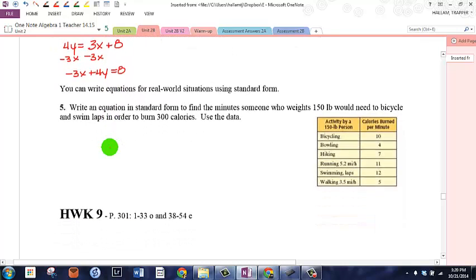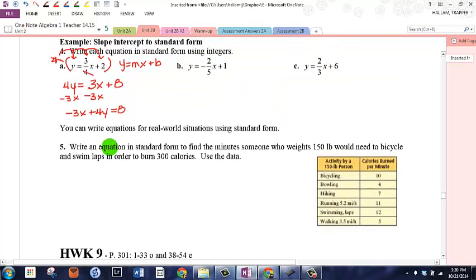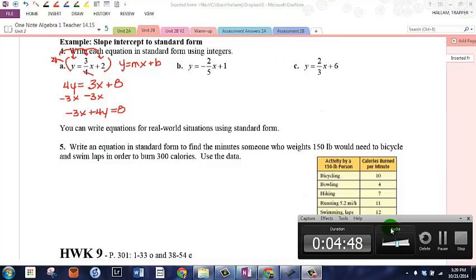Okay, I'm going to skip over the word problem down here at the bottom because we've done a few of those. There's your homework there, page 301, 1 through 33 odds, and 38 through 54. So second set of notes, flip them, so now you can come to class and do your homework. All right.